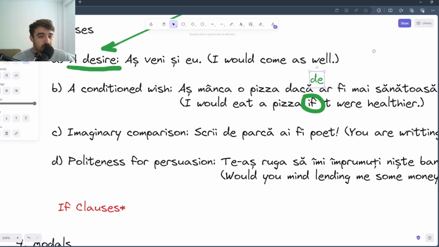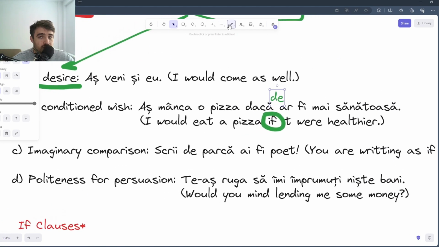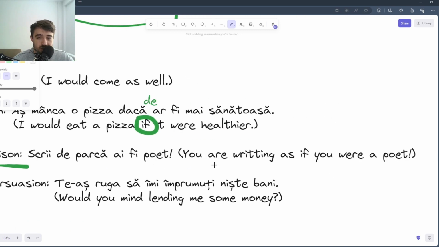Then we go to the third one, an imaginary comparison. This one is a very, very cultural one, I would say. So an imaginary comparison. It's something like as if. You see here?